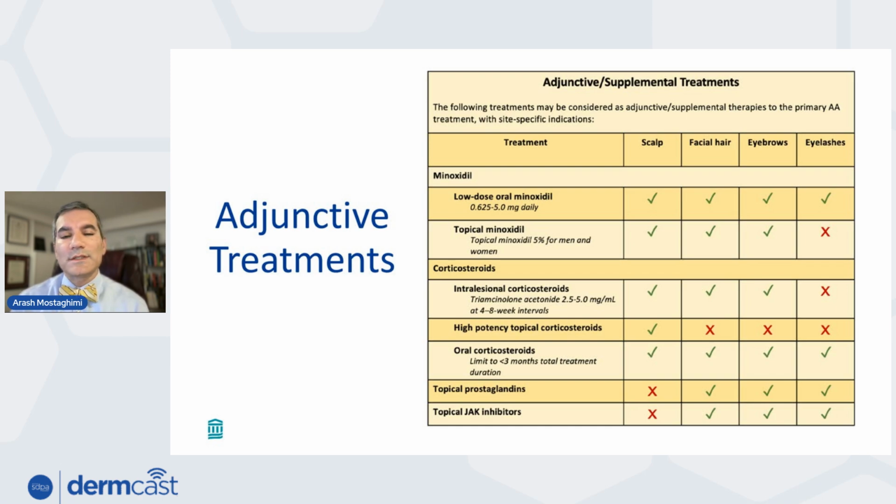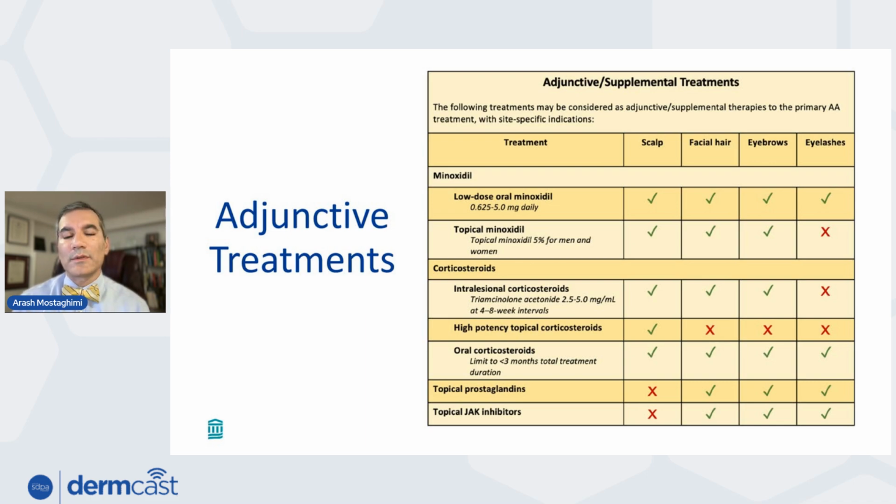In addition to JAK inhibitors as the mainstay of your treatment, there are other adjunctive treatments that you can add. I usually add these later if patients aren't responding in the way that I want. Some of my colleagues will add them earlier. Low-dose oral minoxidil is from 0.625 to 2.5 milligrams for women and 2.5 to 5 for men, although some women can tolerate the 5 milligram dose. That's fine for any aspect of hair loss. Topical minoxidil works great for the face and scalp. You can't really apply it on the eyelashes or near the eyes. It stings and gets into your eyes.